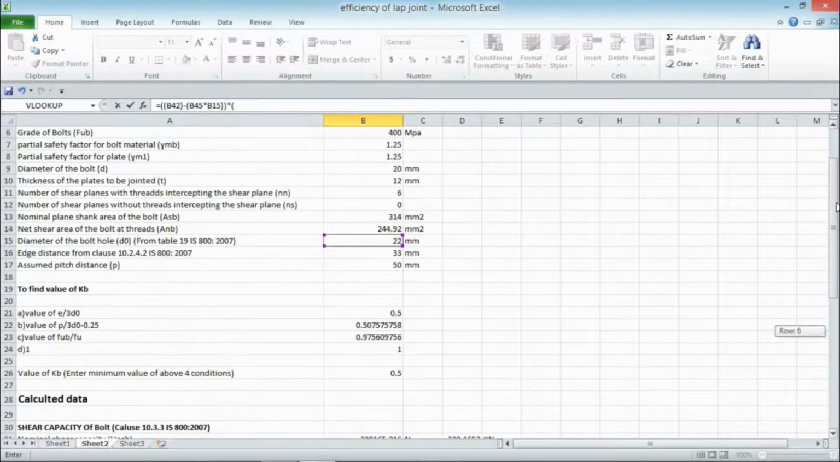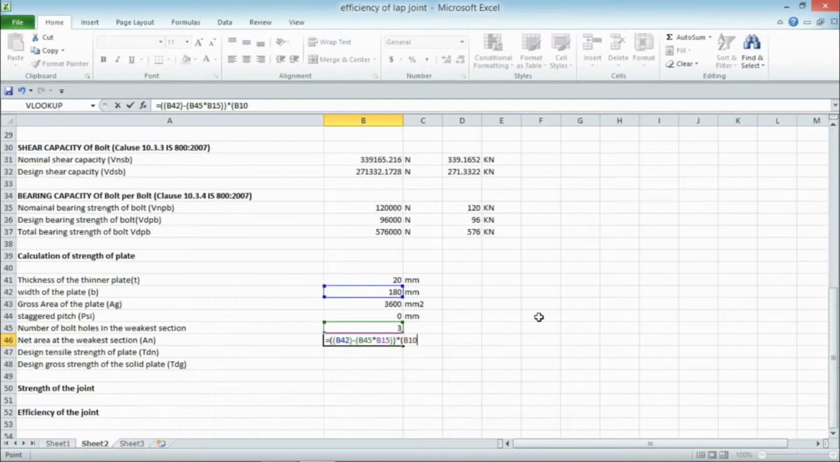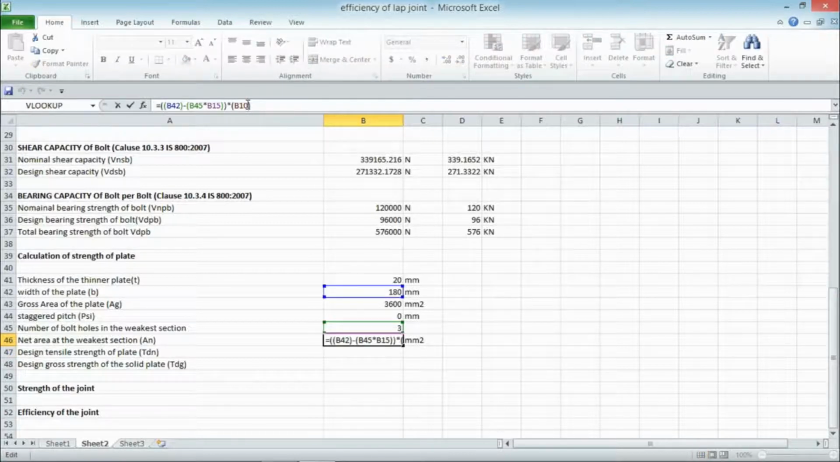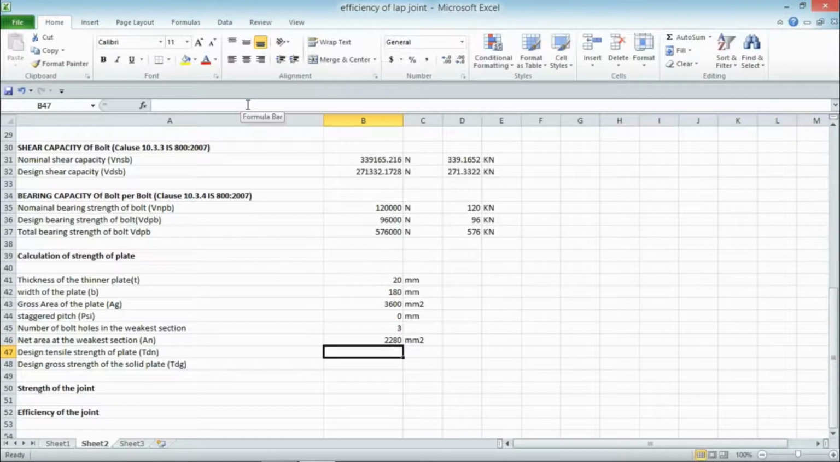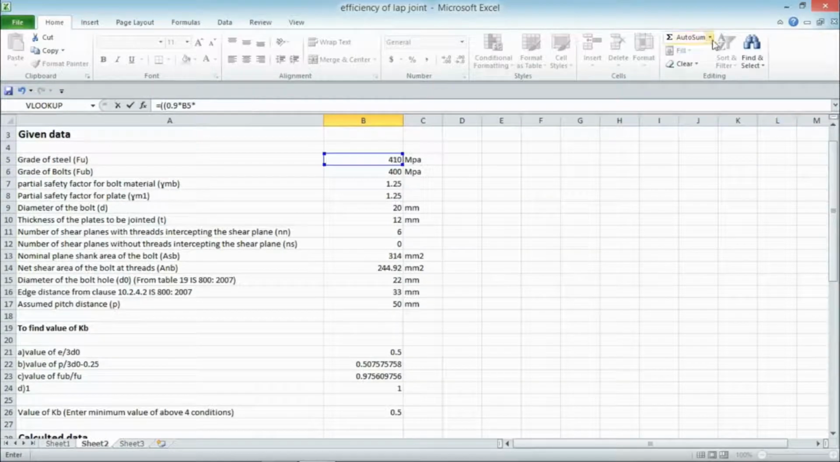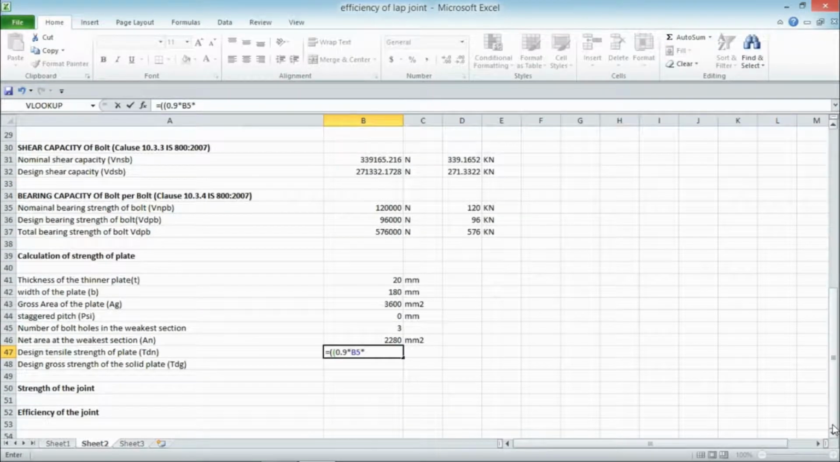Now, we will calculate the net area at the weakest section. Net area at the weakest section is calculated by removing the portion of the bolt area from the total area. That is, total area is 3600 mm² and we will remove the bolt areas. The formula for net area is (B minus n d0) into t, where B is the width of the plate, n is the number of bolts in the weakest section, d0 is the diameter of the hole and t is the thickness of the plate. Entering the values according to the Excel formula, we get the value as 2280 mm².